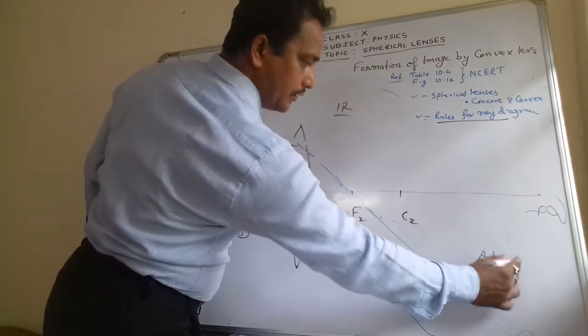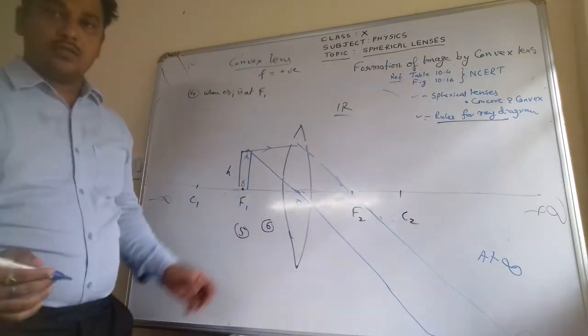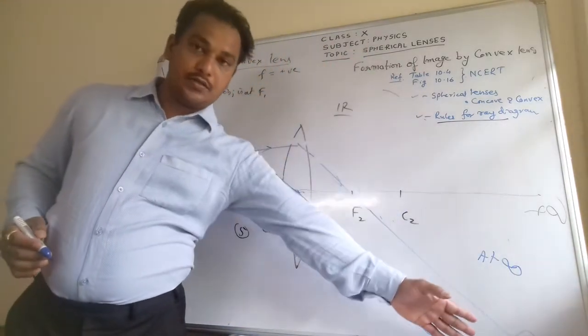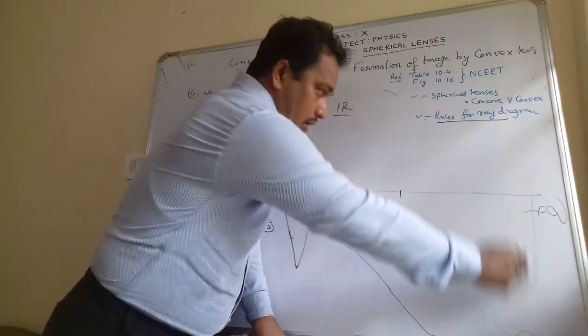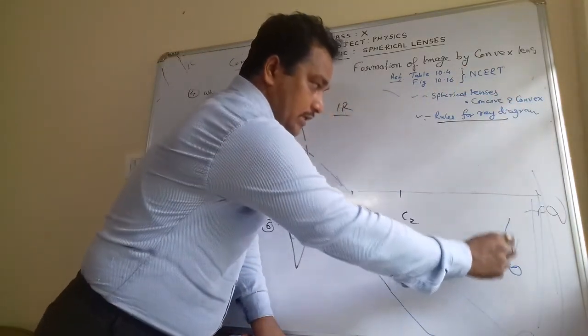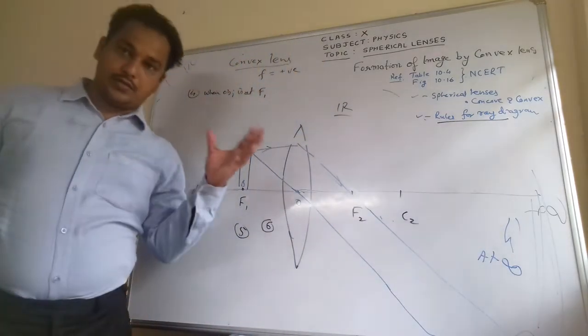So at infinity. And how is the size of the image? Highly enlarged, where it will be down very far. So that is the height of the image. H dash is highly enlarged.